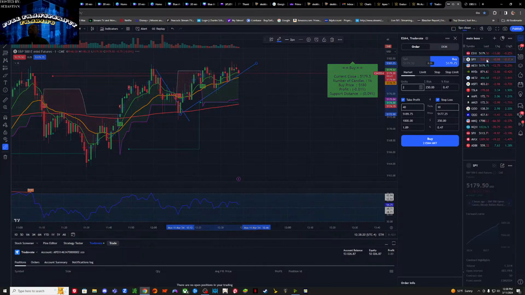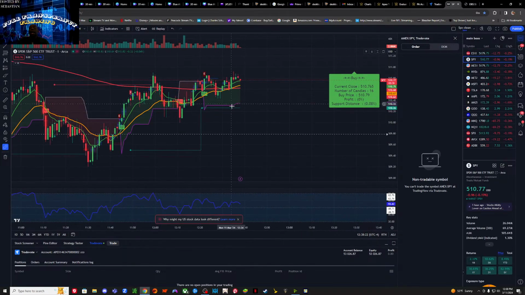And then let's go take a look at SPY. SPY is, of course, doing the same thing as ES because ES is the futures for SPY. And then, boom, it hit the trend line. Boom, boom, boom. And now it's bouncing off of the trend line.